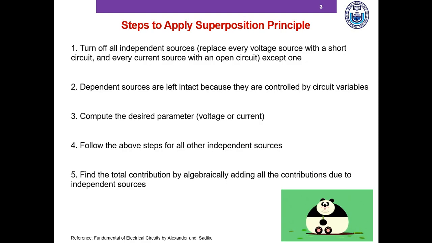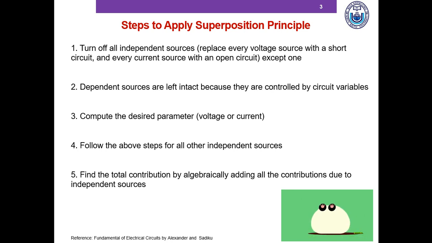Here is an outline of the steps of applying the superposition principle for circuit analysis. First, we turn off all independent sources in the circuit except one. And by turning off independent sources, I mean replacing each voltage source with a short circuit and replacing each current source with an open circuit.